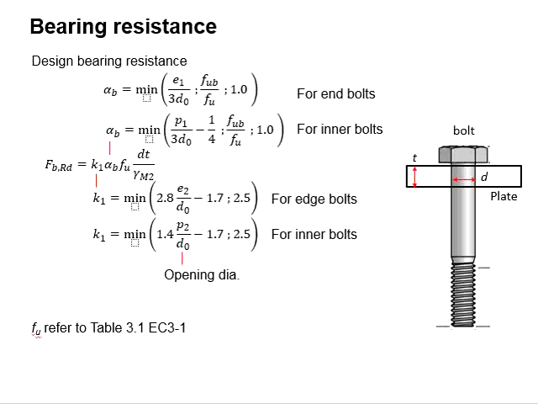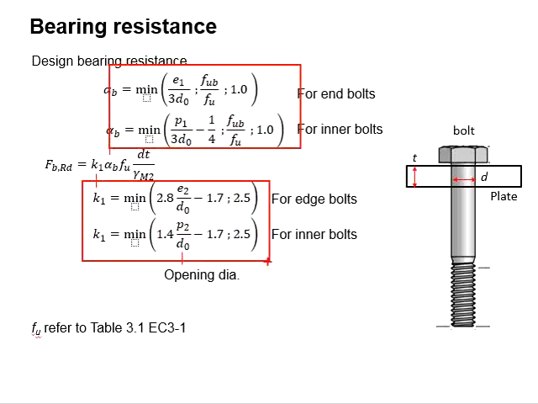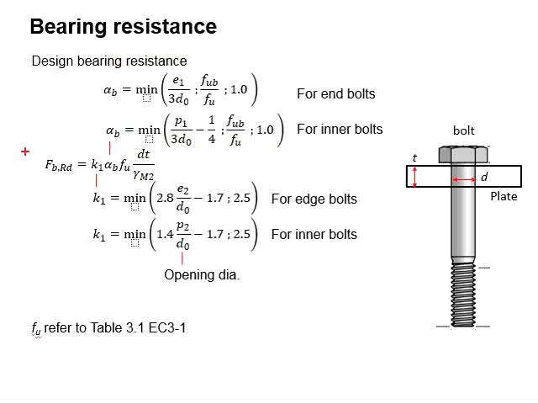For simplicity, you may always go for the smallest value so that it yields the lowest bearing resistance possible among the bolt group, and multiply it by the number of bolts. This shall give you a slightly more conservative estimation of the bearing resistance of the steel plate.